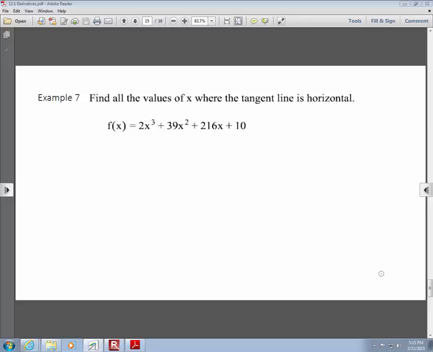Okay, so here's the last example. It says find all the values of x where the tangent line is horizontal. So find the x values where the tangent line is horizontal. You know what that means?